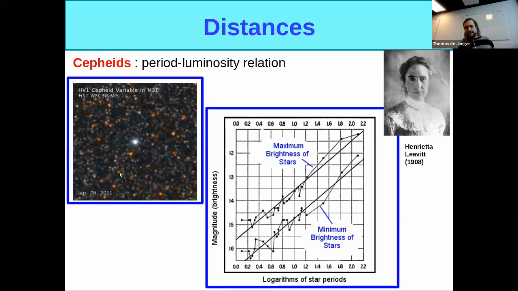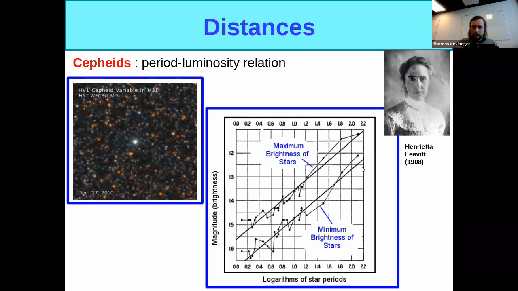And Henrietta Leavitt in 1908 found a correlation between the brightness, so here, and the period of the pulsation. So brighter Cepheids have a longer period. So you can easily measure the period of the Cepheids, taking images at different epochs, and you can deduce the brightness of the Cepheids, and therefore you can measure distances. So this was in 1908.